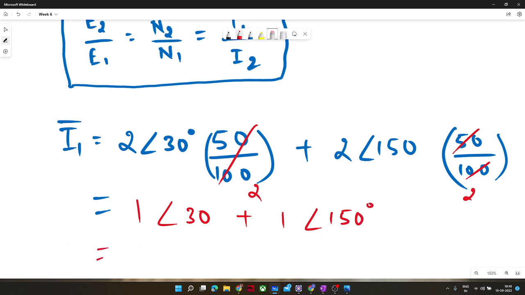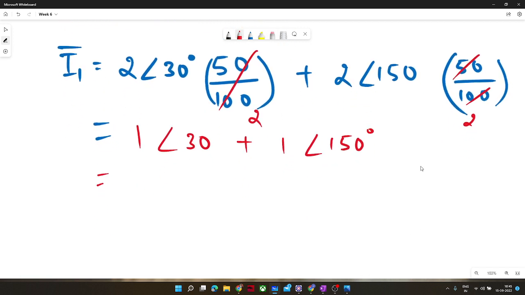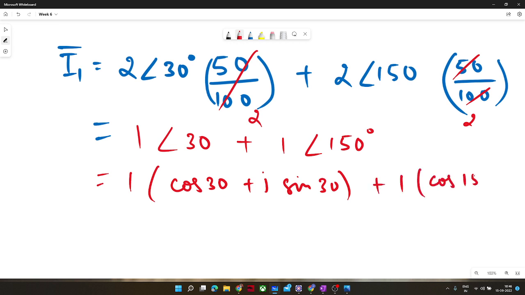So you can break it into 1 into cos 30 plus j sin 30, plus 1 into cos 150 plus j sin 150.